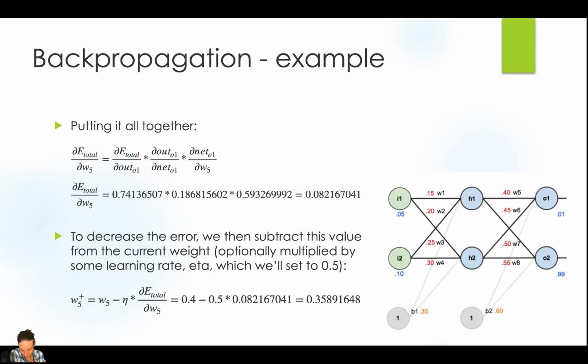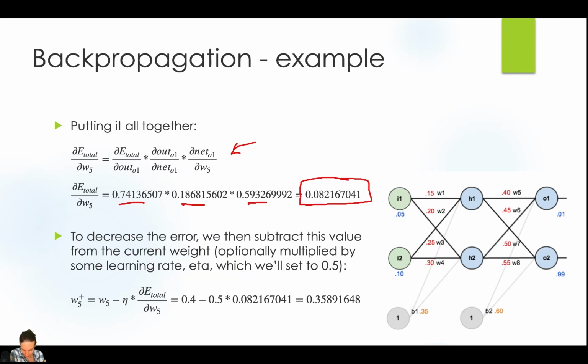All right, so here's the formula again. Multiplying these three elements that we calculated gives us the partial of the total error given a change in W5. Okay. Now let's get to the gradient descent equation.